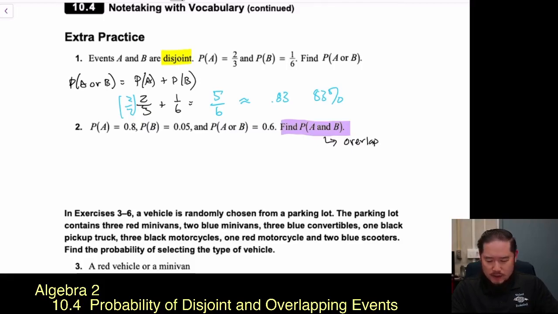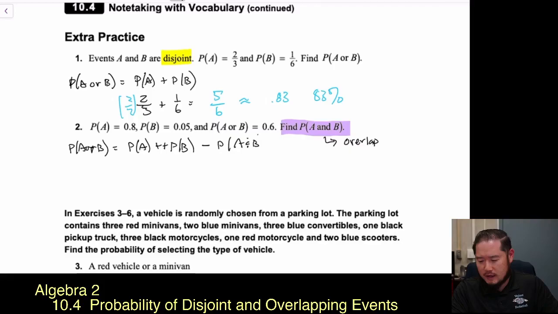So let's set up our equation. Remember, the equation goes: the probability of A or B is equal to the probability of A plus the probability of B minus the probability of A and B. So if we know the equation, then it's easy just to plug these numbers in, pop them in place.